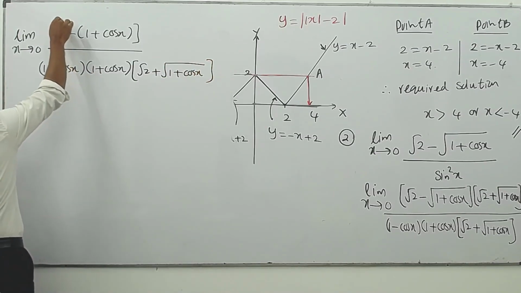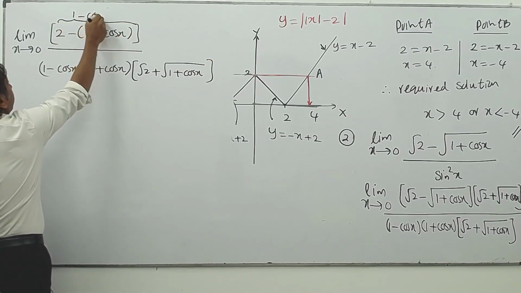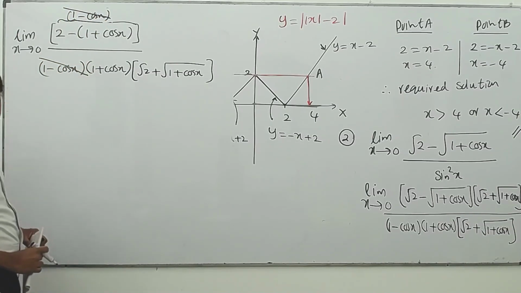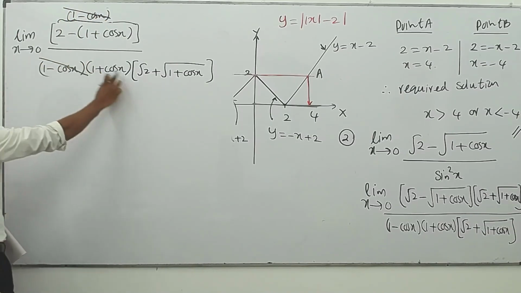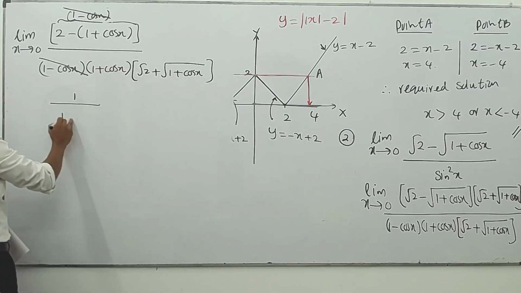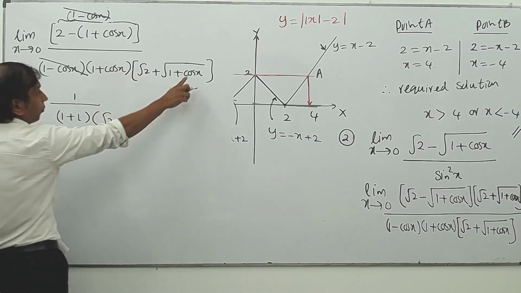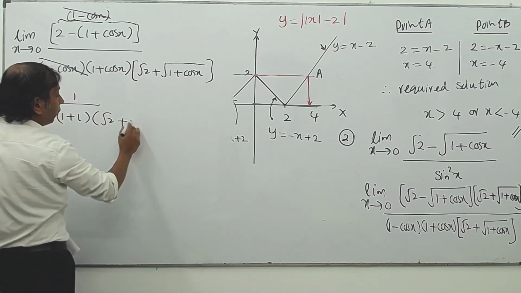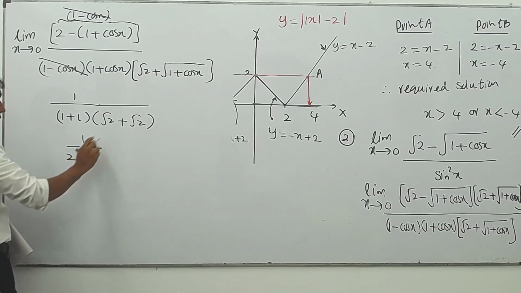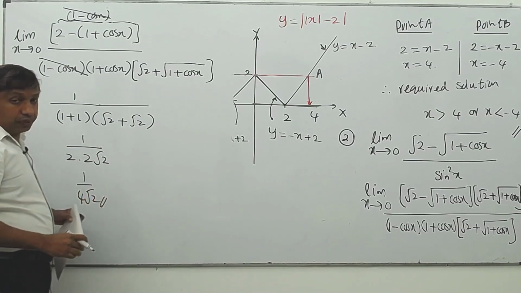Here you know people, what is this answer? 2 minus 1 is 1, 1 minus cos 6x, right. This 1 minus cos 6x part you can cancel down with this. Okay. Now put x equals 0 for every x here. Now we have 1. Here when you put 0, 1 plus 1. Here root 2. When I put here 0, cos 0 is 1, no? This is root 2, no? Right. 1 over, this is 2. This is 2 root 2. This is nothing but 4 root 2. 1 over 4 root 2. Answer is that.